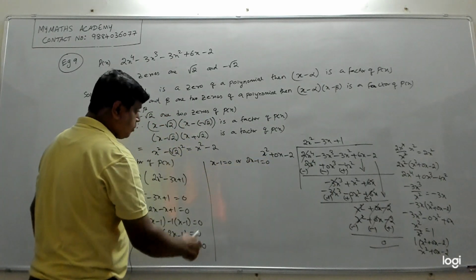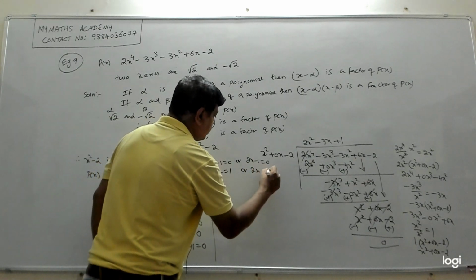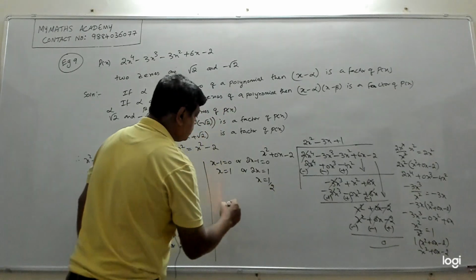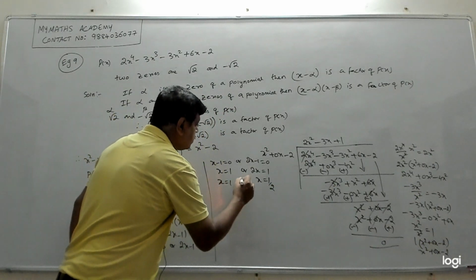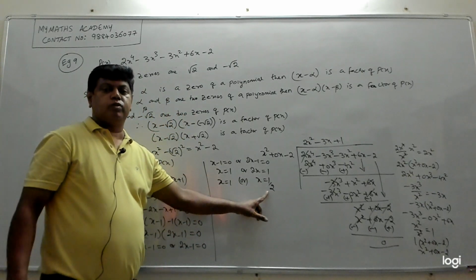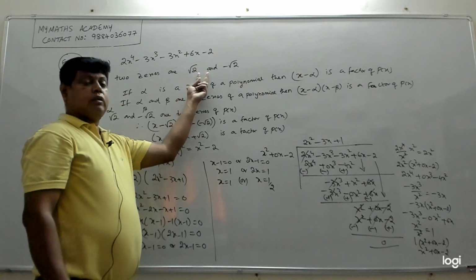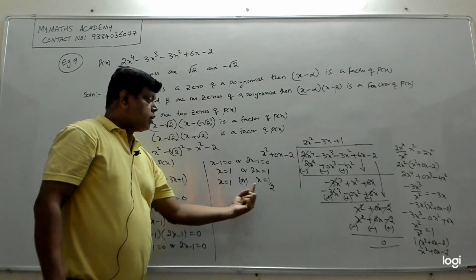I am writing the same step here. So, which means x is equal to 1 or 2x is equal to 1. Minus 1 goes this side to become plus 1, or x is equal to 1 by 2. So, we have found the other two zeros. What are the other two zeros? The other two zeros are 1 and 1 by 2. So, totally now we have got all the four zeros. Two zeros are already given in the question, and the remaining two zeros we have found, which are 1 and 1 by 2.